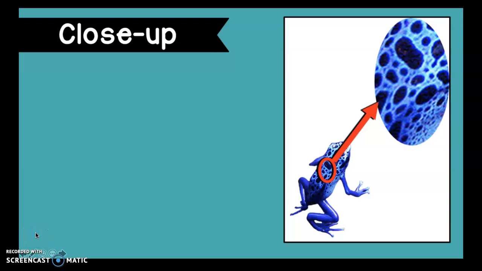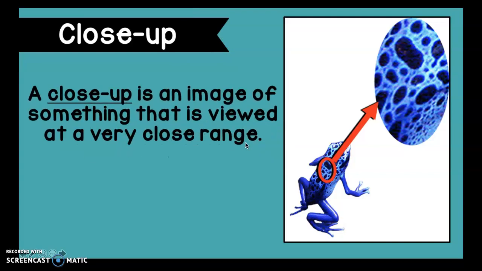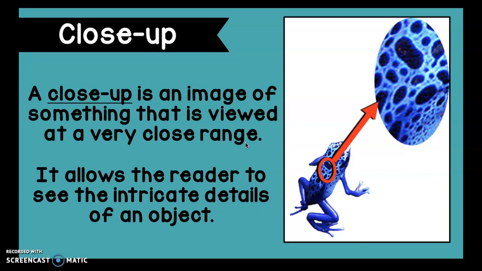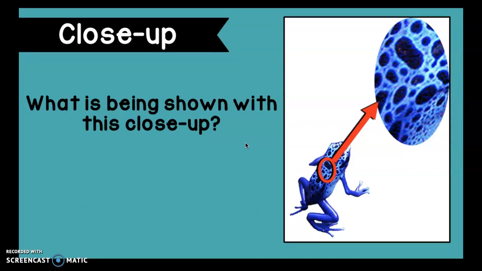We're going to start with our second part of our text features. Our next text feature is a close-up, and as you see here, this oval right here is circled, and it's a close-up of the spots on the frog's back. A close-up is an image of something that is viewed at a very close range. It allows the reader to see the intricate details of an object.